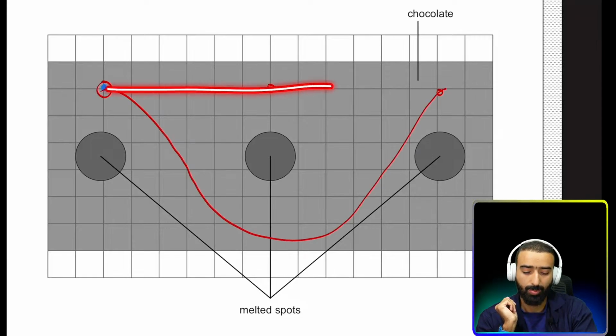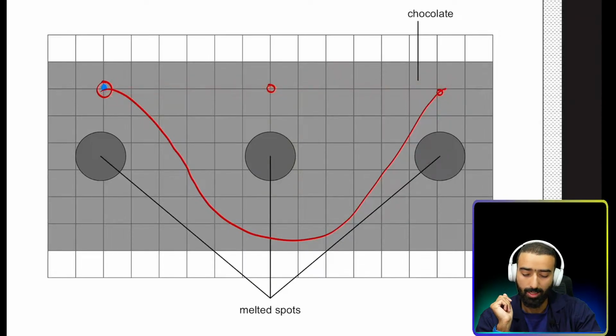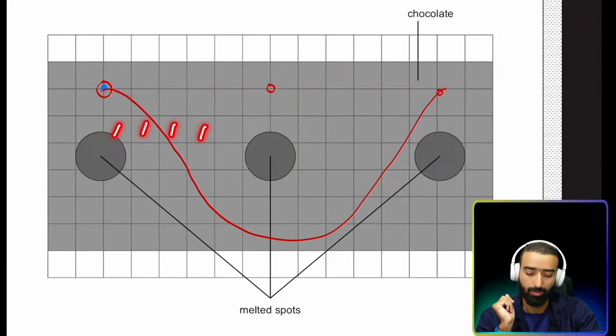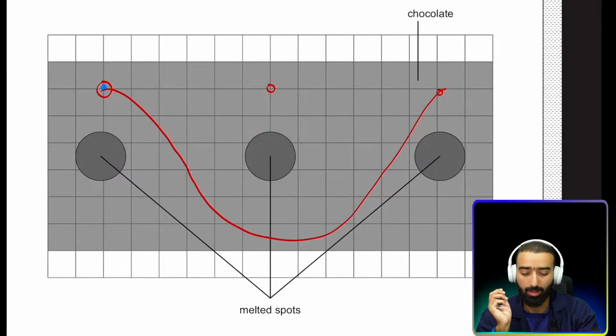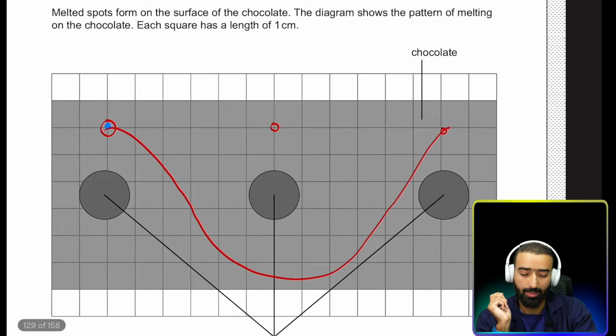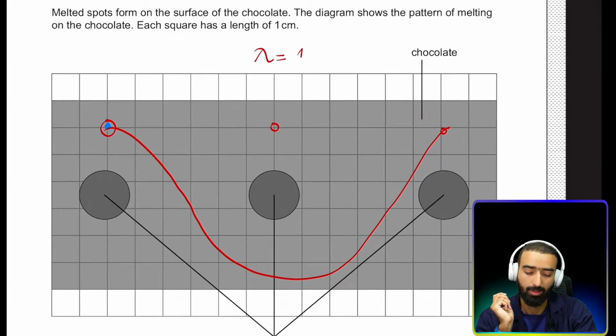So this would be our wavelength, this distance. So how many boxes is that? It's about 1, 2, 3, 4, 5, 6, 7, 8, 9, 10, 11, 12. So we have 12 boxes. That means 12 centimeters. So the wavelength lambda is about 12 centimeters.